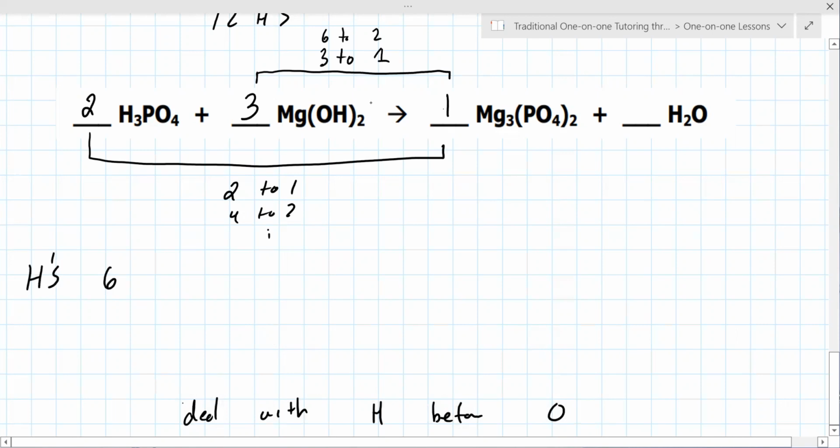How about on the right here? I'm sorry, in this one term, how many H's do you see? 2. Times the 3. Oh, 6. So you get 6 plus 6. How many H's do you have over here? 2. So we don't have nearly enough.